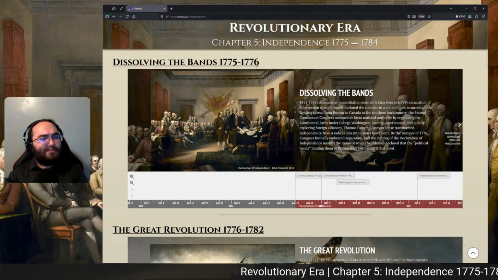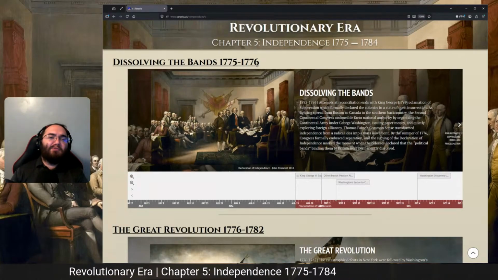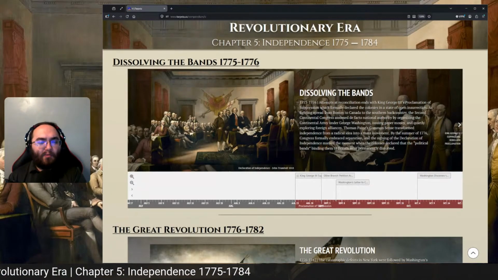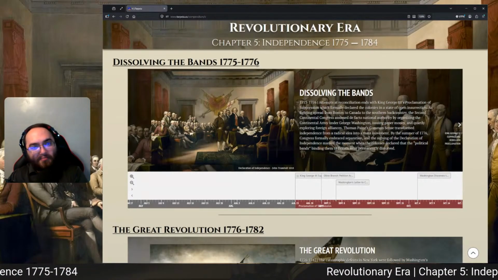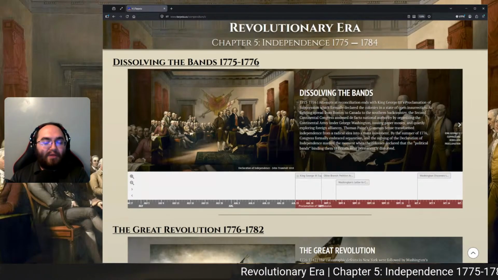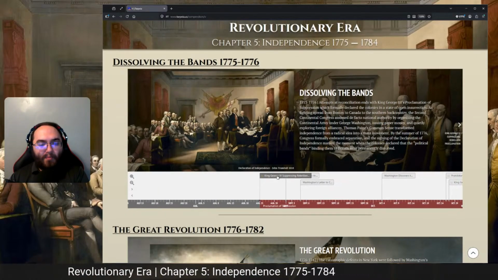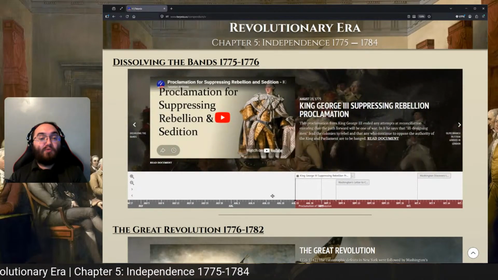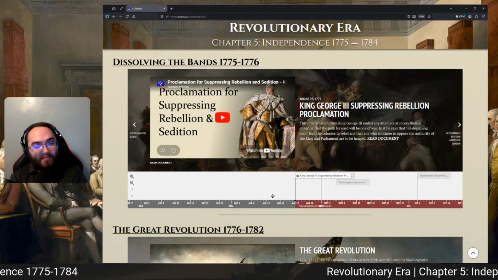So the first section is called Dissolving the Bands, which is a reference to the Declaration of Independence, where it says to dissolve the political bands which combine one people to another. That's where the name comes from. And we begin with King George III's proclamation of suppressing rebellion.